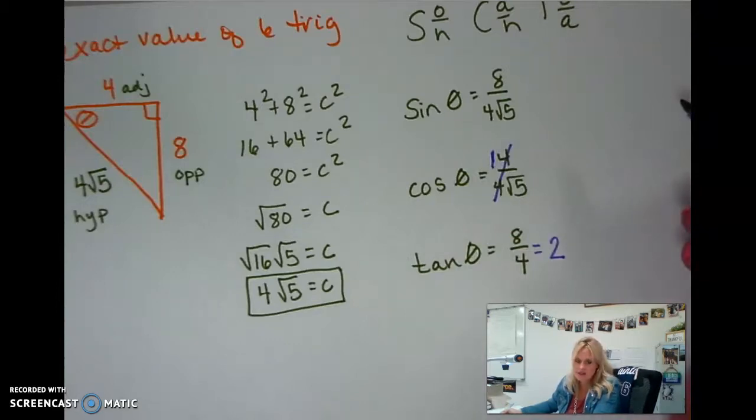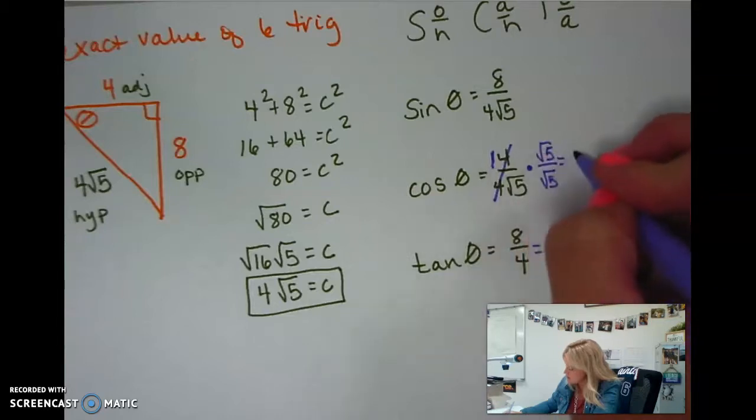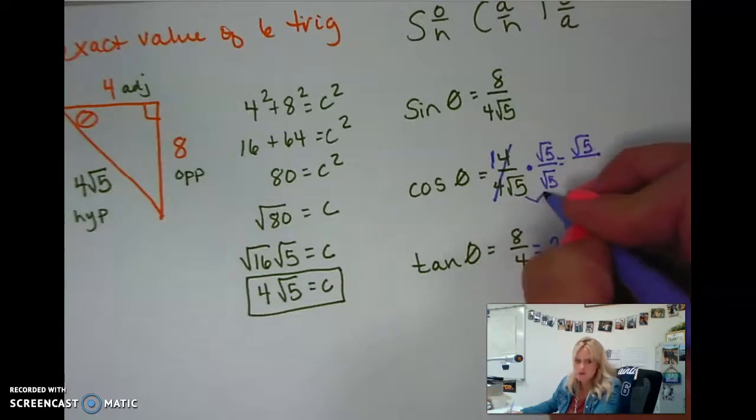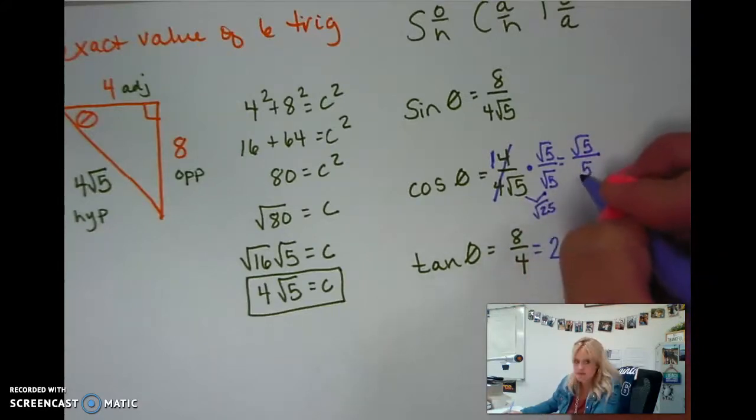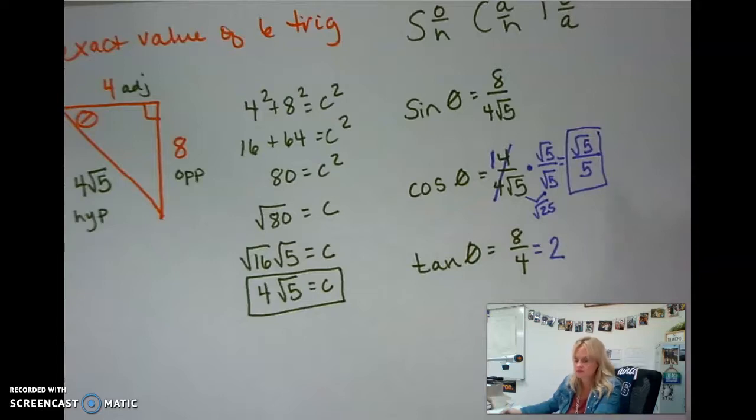However, we learned that you cannot have a radical on the bottom of a fraction. So I need to multiply both the top and the bottom by the square root of 5. 1 times the square root of 5 is the square root of 5. The square root of 5 times the square root of 5 is the square root of 25, which is 5. I cannot do anything with radicals and numbers, so I leave it.